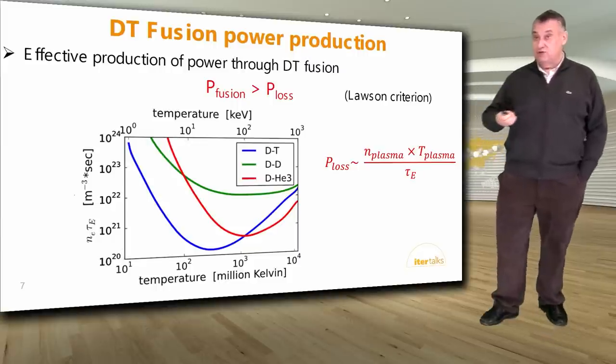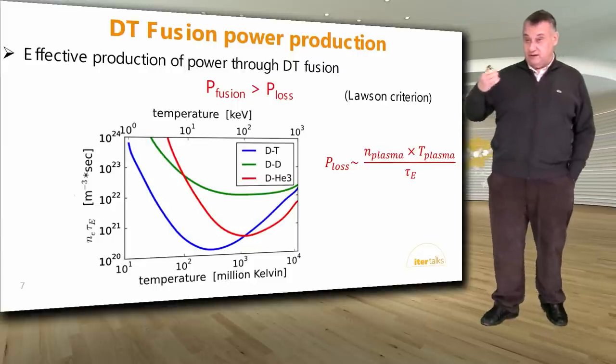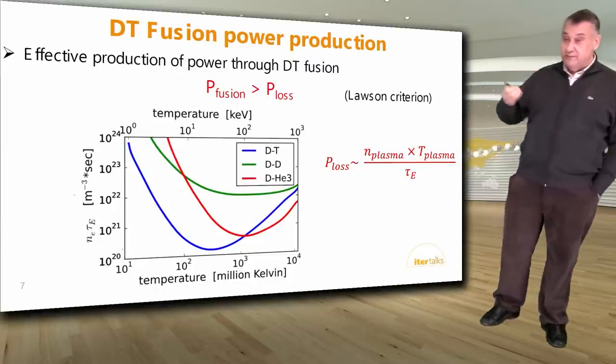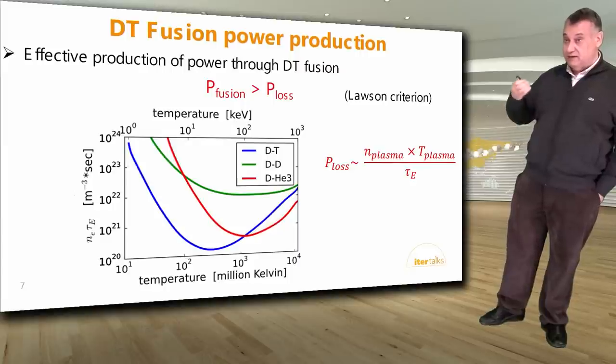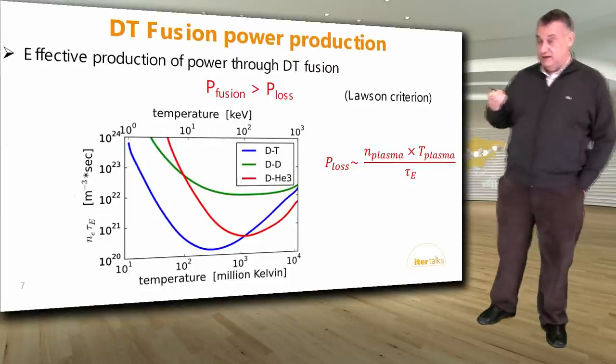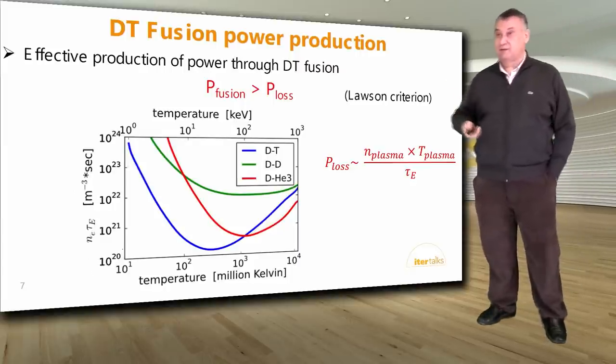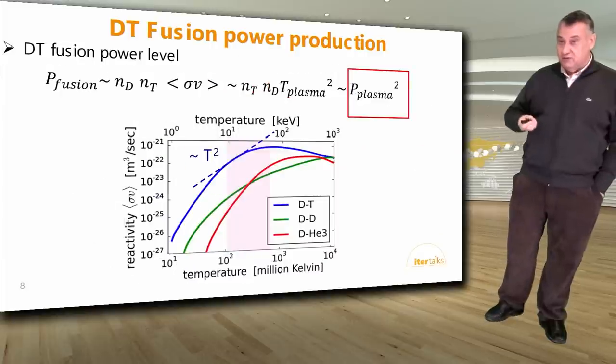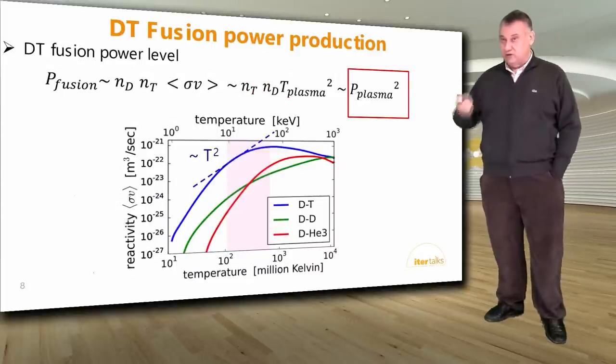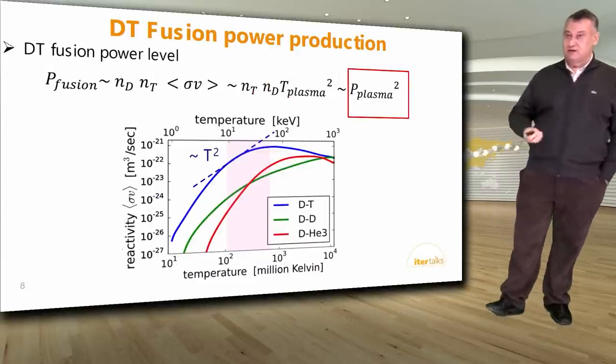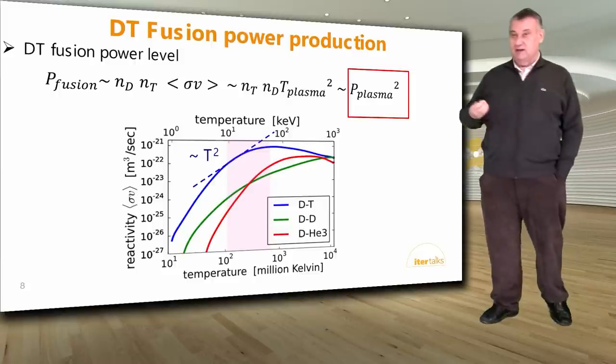So this tells you, if you want to achieve fusion in the most effective way, you have to achieve temperatures typically of the order of a few hundred million degrees C. And this is what we are doing in ITER. Now, this criterion doesn't tell you how much power you actually produce. It just tells you that you achieve more power from fusion than the plasma loses.